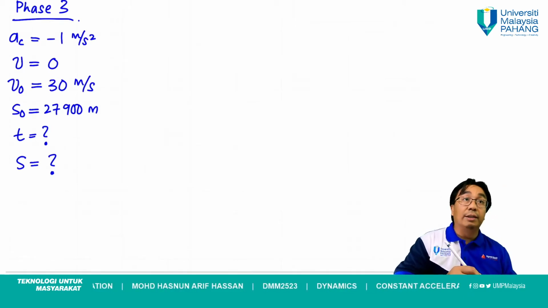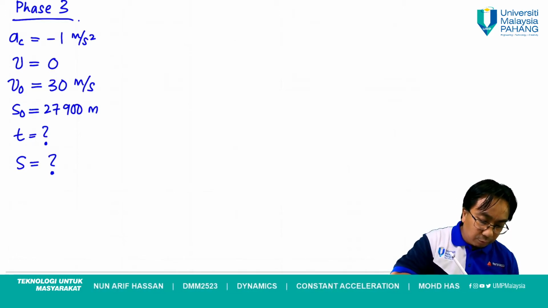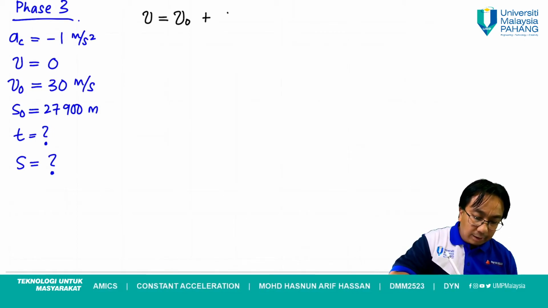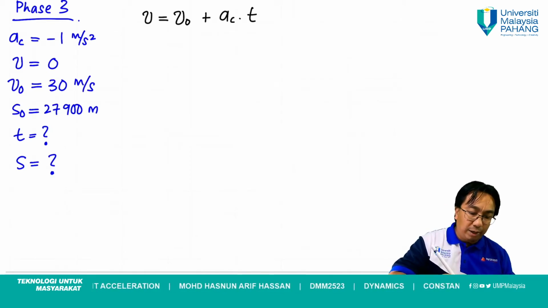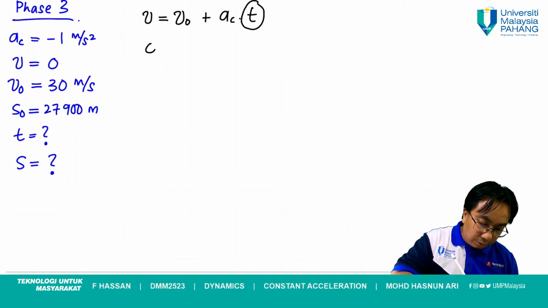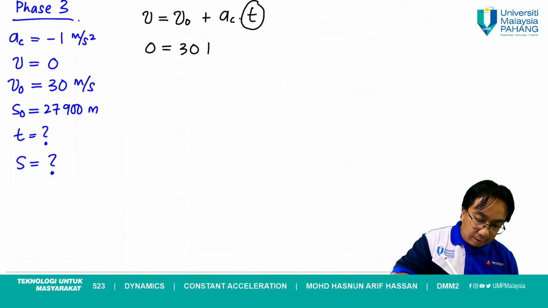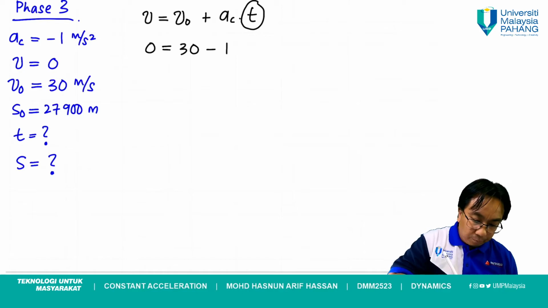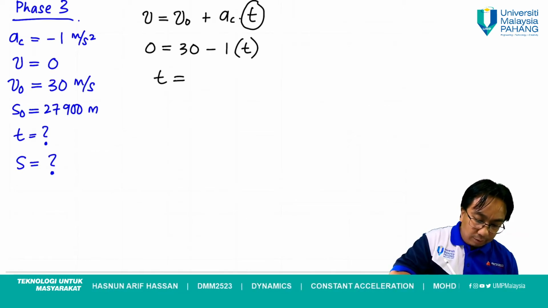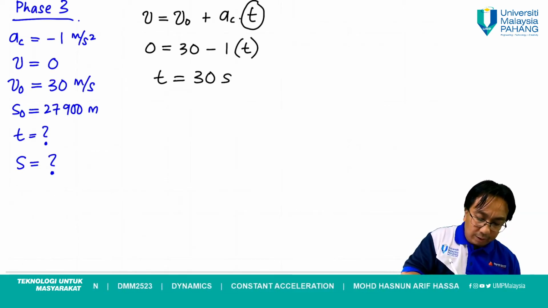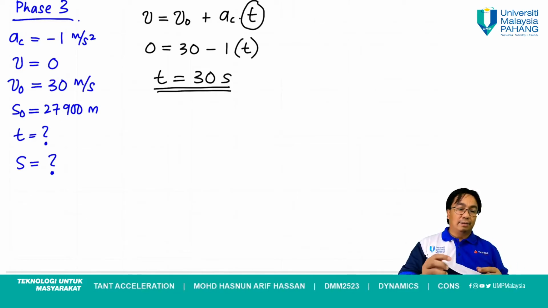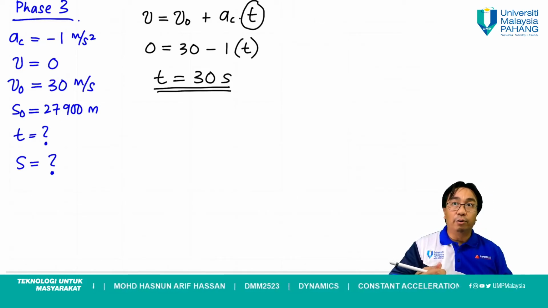Okay. So daripada three equations that we have, we can use the first equation. V is equal to V naught plus AC times T. V kita ada, V naught kita ada, AC pun kita ada. So, kita boleh dapat value of T from this equation. Okay, so bila kita gantikan, 0 is equal to 30, plus here jadi minus 1 times T. Okay, so we will have T is equal to 30 seconds. So maksud dia train ni break dalam masa 30 saat dia berhenti. Okay, that is the information that we have here lah. Okay, do you follow?